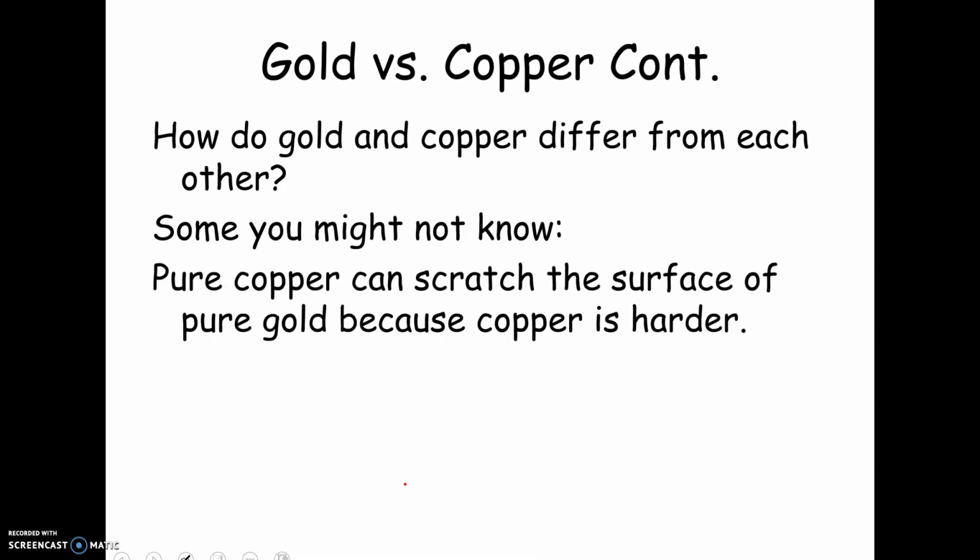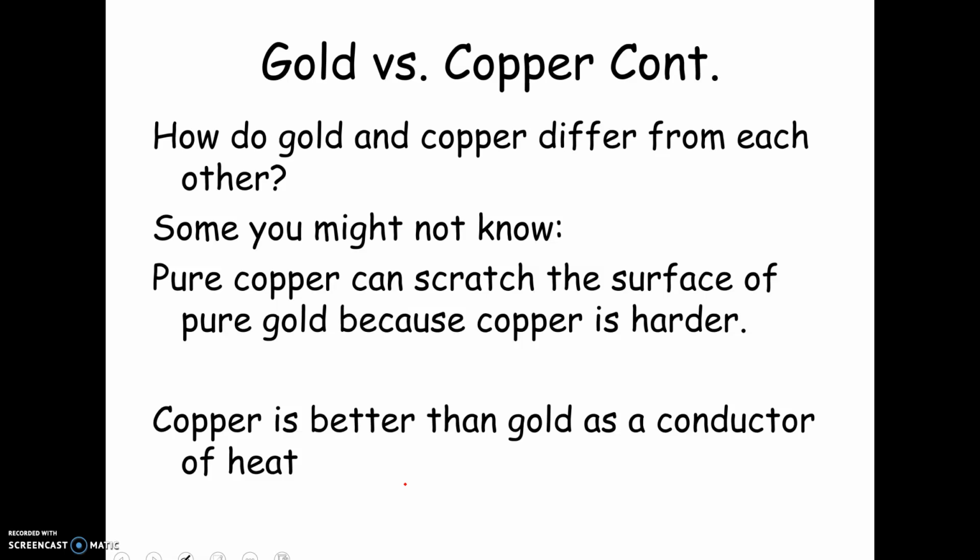Pure copper will scratch the surface of pure gold because copper is harder than gold. Gold is very soft. That's why they don't make jewelry out of pure gold. It would be very expensive, but in addition to that, pure gold is super soft, so it wouldn't really hold its shape. And so they make 14 karat gold, 10 karat gold, and that strengthens it.